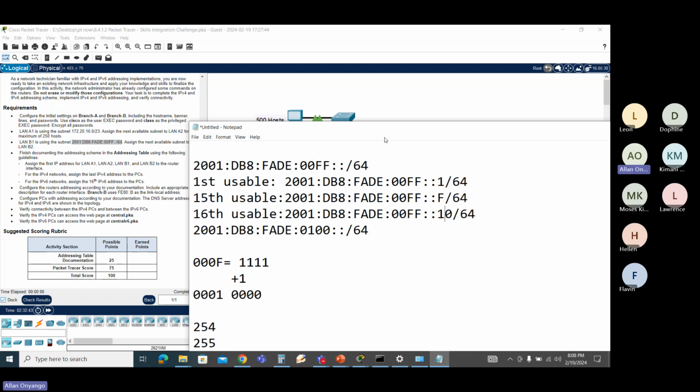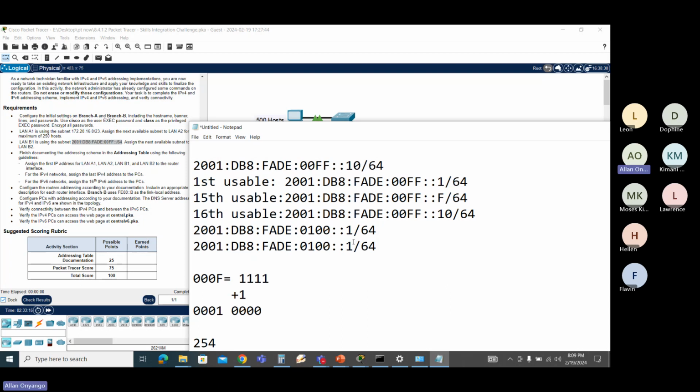So for both networks, we agreed the first network that you're given, you'll configure it as it is. If they need the first usable, put 1 after the double colon. If they need the 16th usable, put 1, 1, 0. For the second available address, here it will be 2001 0010 after I got the next available. For the first usable, put a 1. And for the 16th usable, please put 1, 0. There, that is the 16th usable. And this one is the first usable.